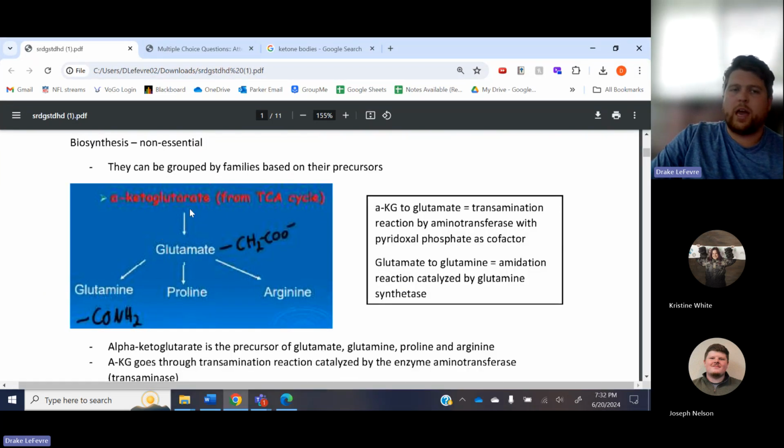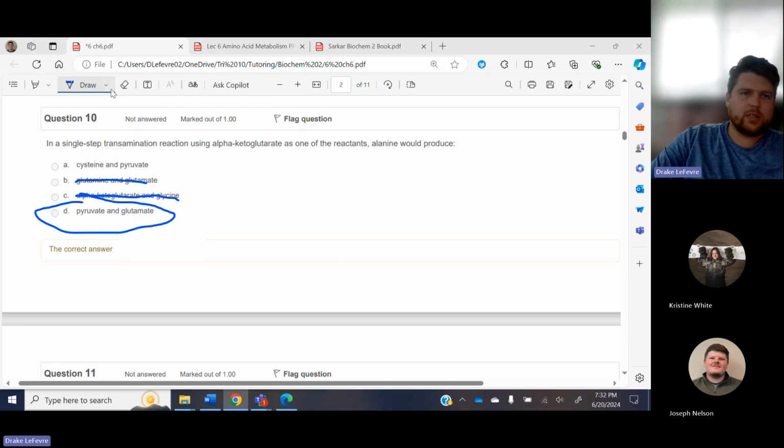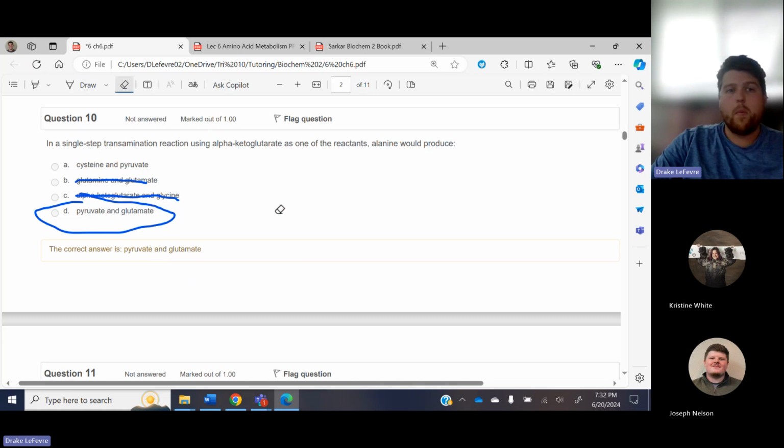Alpha ketoglutarate. So we use alpha ketoglutarate with alanine. The alanine goes backwards to pyruvate. The alpha ketoglutarate progresses to glutamate. Two-part question. Let's erase. Bam.